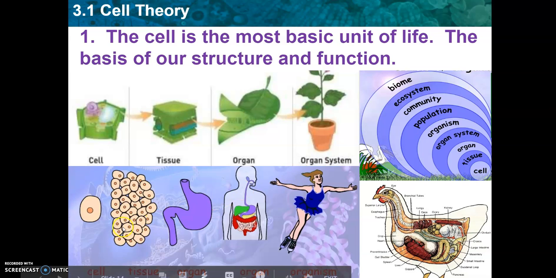So to look a little bit more closely, we've got this human here, this ice skater, and we have cells. These cells come together in tissues, and then the organ is the stomach. The organ system is the digestive system, and then all of the organ systems working together will make you, the organism. So when we're talking about the basis of structure and function, we're basically saying your anatomy and your physiology.